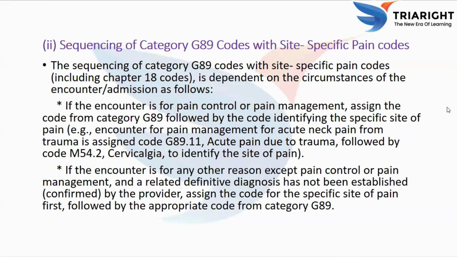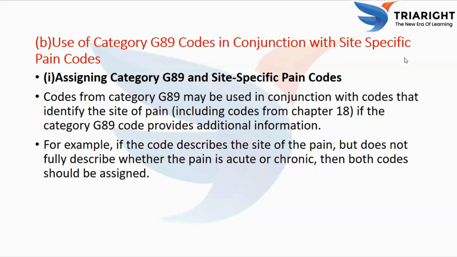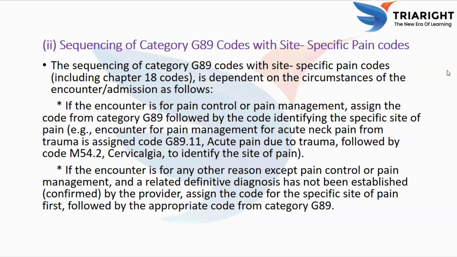So next, coming to sequencing of category G89 codes with site-specific pain codes. In the previous slide, you learned how, when and why to use them in conjunction. Now you have to learn about the sequencing. When you are assigning G89 with site-specific pain, which code should be assigned first or given as the principal diagnosis? Sequencing means which code should be written first and which should come after. This order always depends on why the patient is visiting, the reason for the encounter.